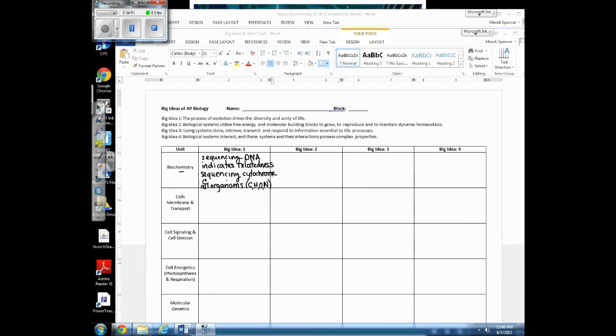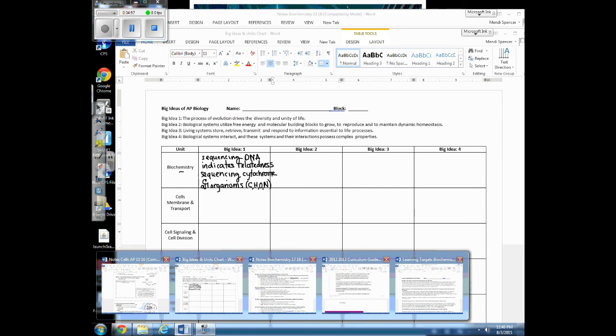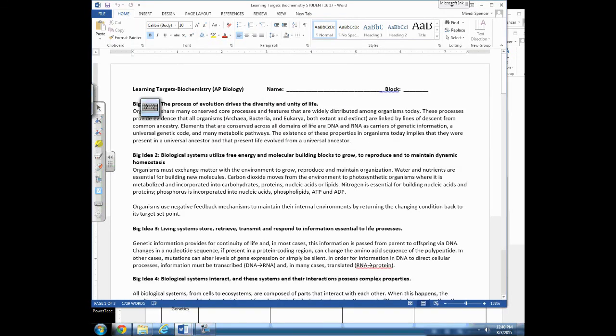In addition, if you're having a difficult time coming up with 3 ideas for each one of these boxes, you can refer back to your learning targets for this unit, and that's what this first page is addressing. I'm giving you some ideas related to this unit that go with each of these big ideas.